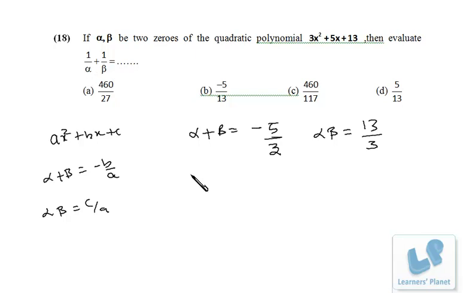I just take the LCM. So it will be beta plus alpha over alpha beta. Now what is beta plus alpha? That's the same as alpha plus beta. So that's minus 5 by 3, divided by alpha beta. So if I put a multiplication sign, I just reverse that. So it's minus 5 by 13. Right?